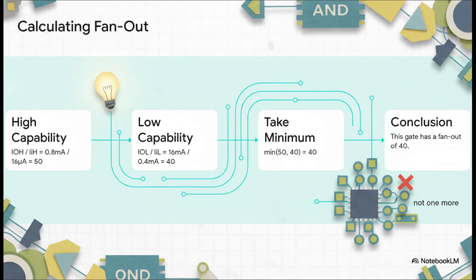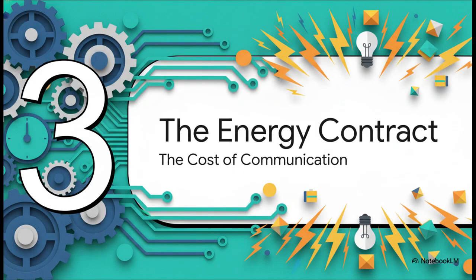See? We have two different numbers, 50 and 40. We have to be safe, so we always take the smaller one. That means the fan-out for this gate is 40. It can safely drive 40 inputs. Not 41, 40. All right, we've talked voltage levels and we've talked workload.